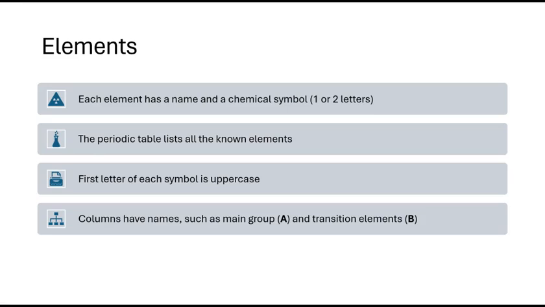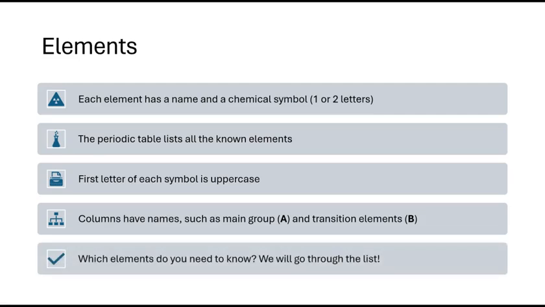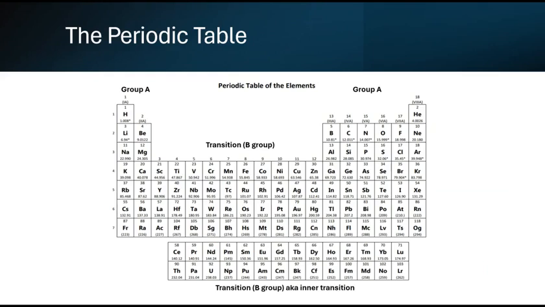The columns have names, such as main group A and transition elements B. Which elements do you need to know? Let's go through the list. The periodic table that we will be using is the one that you see here, and please note group A is columns 1 and 2, going on through columns 13 through 18, or groups 1A through 8A.